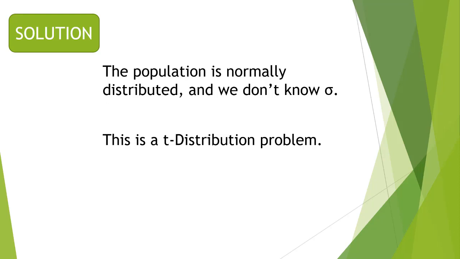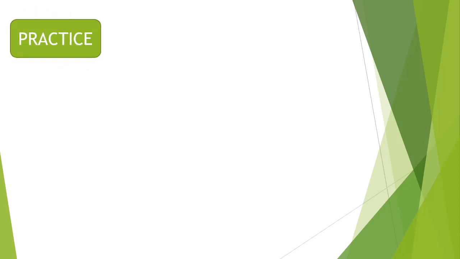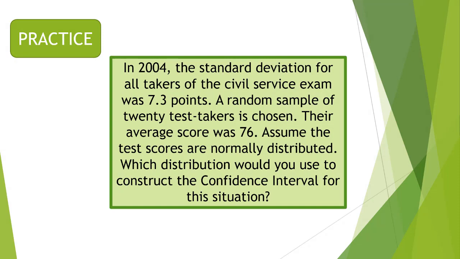Now how about a practice problem for you? In 2004, the standard deviation for all takers of the civil service exam was 7.3 points. The civil service exam is an exam that the government provides for certain government jobs. So for instance, if you wanted to be a mail carrier, right, so work for the post office, you have to take the civil service exam. So a random sample of 20 test takers is chosen. Their average score was 76. Assume the test scores are normally distributed. Which distribution would you use to construct the confidence interval for this situation?